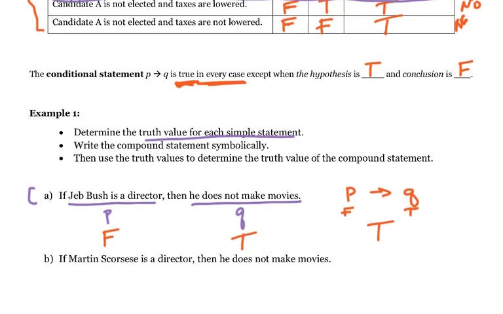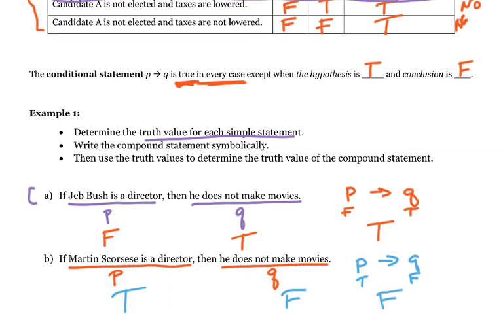Now let's look at the next one. If Martin Scorsese is a director, then he does not make movies. So our first statement is P: Martin Scorsese is a director. He does not make movies, that is going to be our Q. We have if P then Q. Is Martin Scorsese a director? That is true. He does not make movies? That is false. So because we have a true hypothesis, or a true antecedent, and a false consequent, that makes this compound statement false.